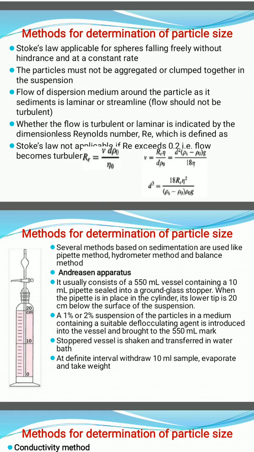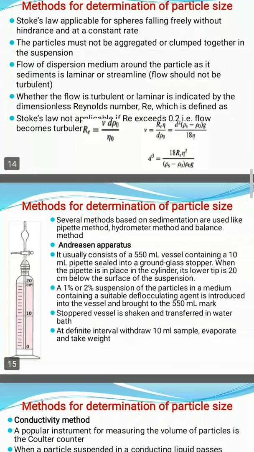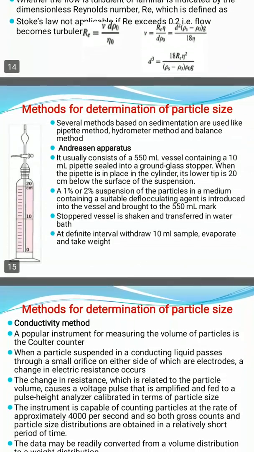Now, how can we distinguish between laminar flow and turbulent flow? Actually, it depends on the Reynolds number. Many times you might have come across this term, the Reynolds number. If the Reynolds number value is greater than 0.2, that indicates turbulent flow. If the Reynolds number value is less than 0.2, that indicates streamline or laminar flow. So that is the third requirement for the Stokes law to be applicable. These are the various requirements or conditions for the Stokes law to be applicable.